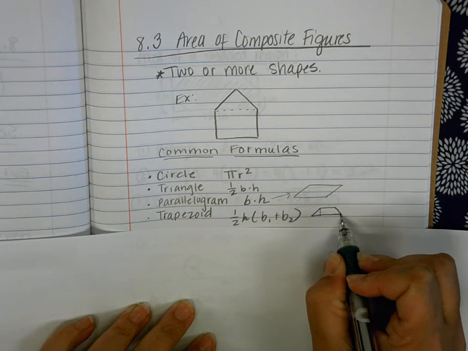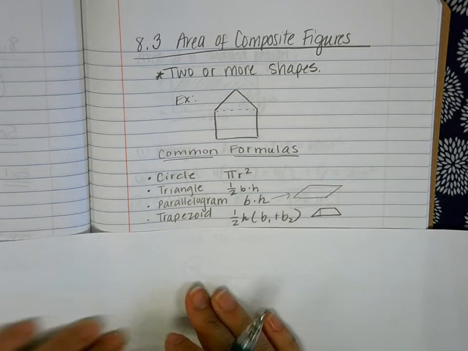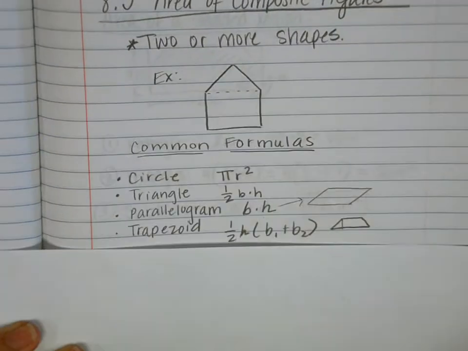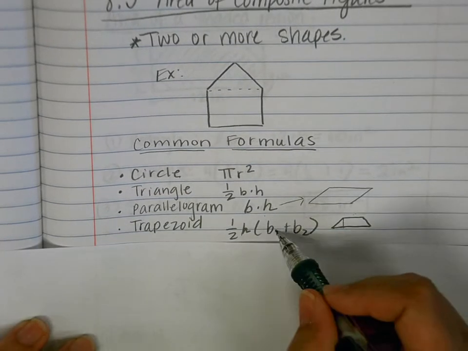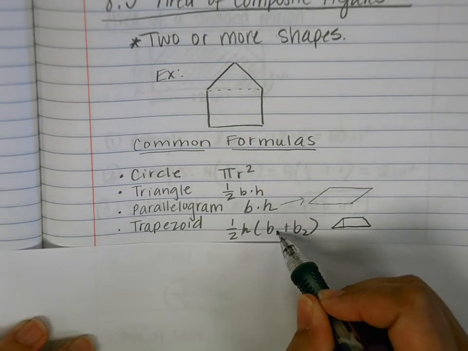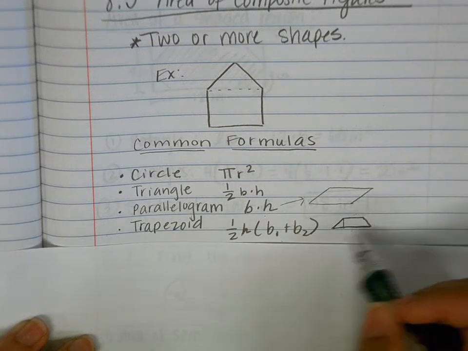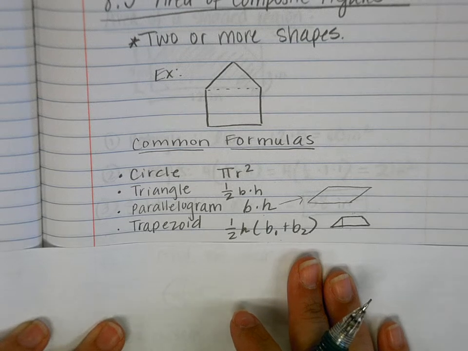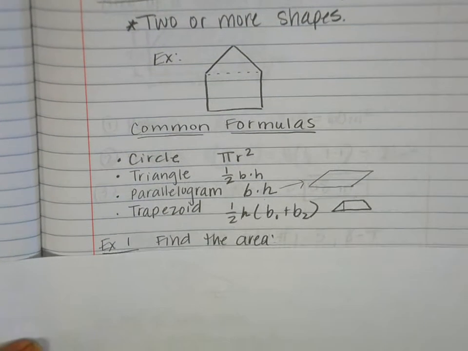So parallelograms, trapezoids. Okay? Let me zoom it in. I'll make it bigger. There we go. The bases, B1, B2. Does it matter which one's B1 and which one's B2? No, we're just adding them together, so it doesn't matter. Okay, here's an example. Example 1.